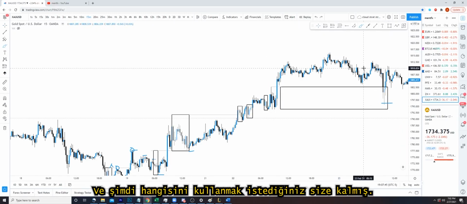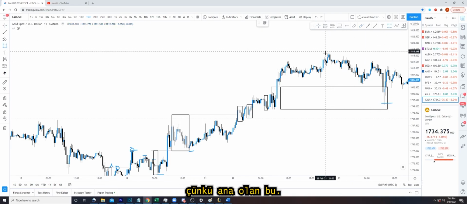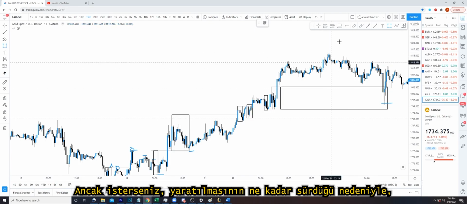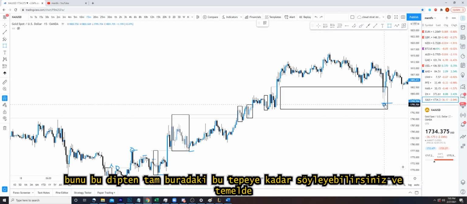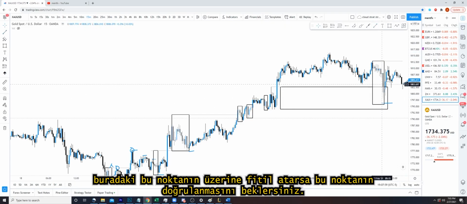And this is now up to you which one you want to use. So theoretically, we can say that it was this high right here, because that is the main one. However, if you want, because of how long it took to create, you can say it's from this low to this high right here. And basically, with this in your mind, you would wait for a validation of this point if price ever wicked above this point here.